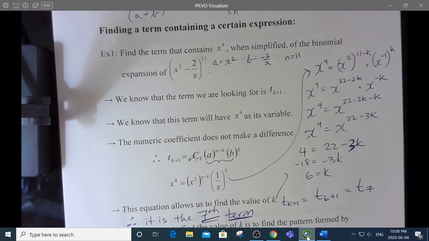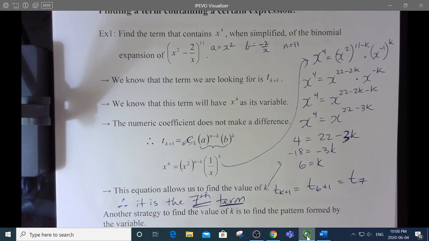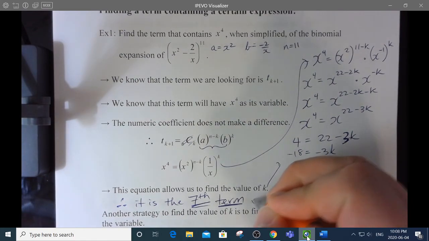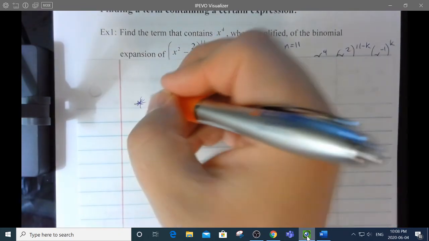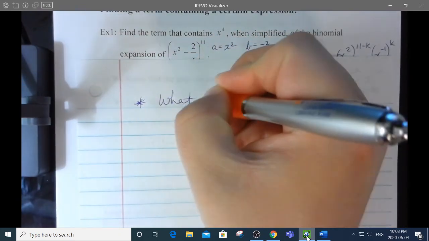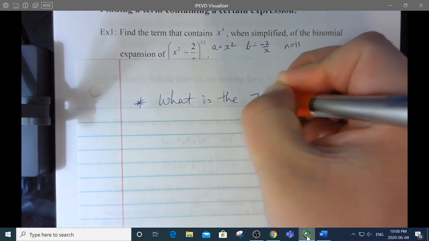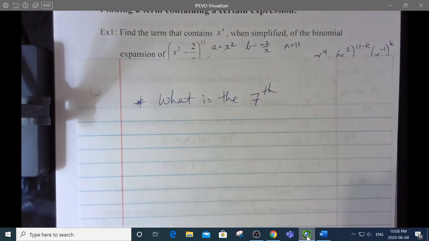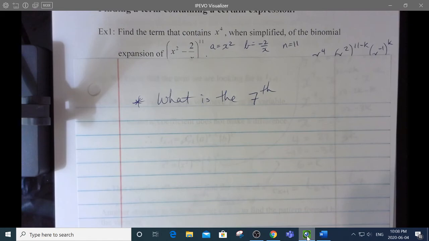Okay. Now, I'm going to do something I don't usually do. I'm going to get another scrap page here for the notes. I'm going to figure out, well, what is this seventh term? And this, of course, harkens back to what we did in the last part of the lesson, right?